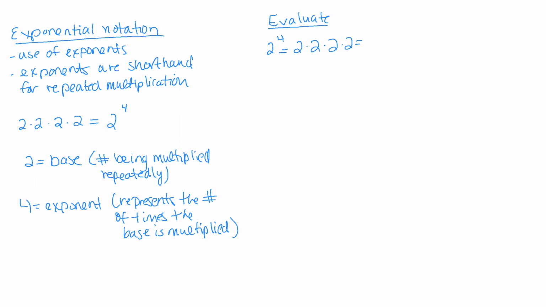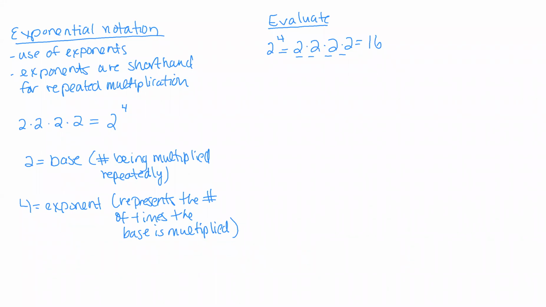Well, you could certainly use a calculator to assist you on this, or you could multiply it in your head. I know 2 times 2 is 4. 4 times 2 is 8. 8 times 2 is 16. So 2 to the 4th evaluated out would just be 16.